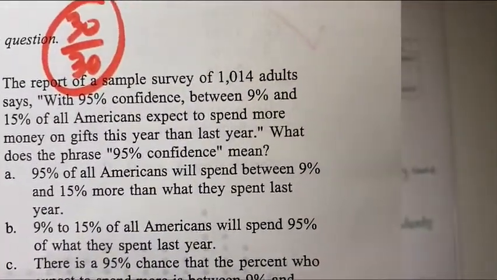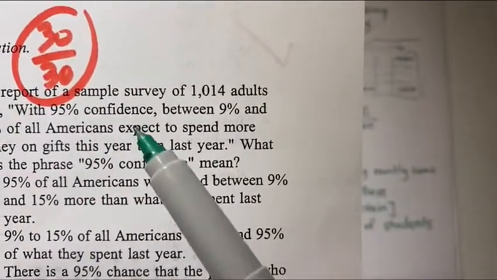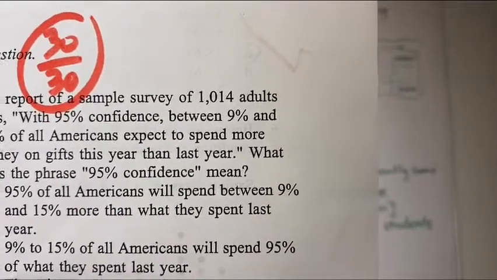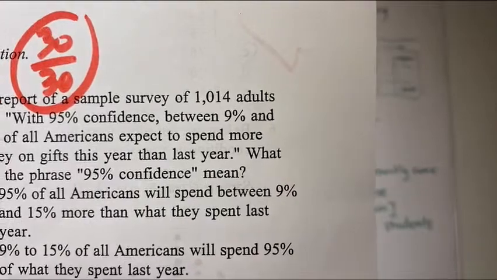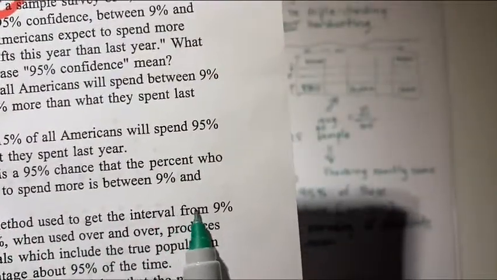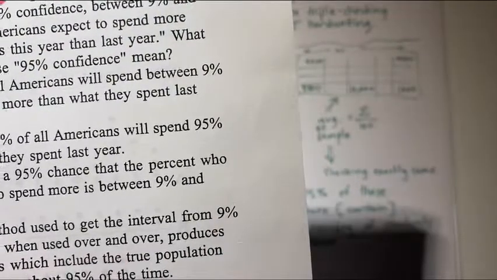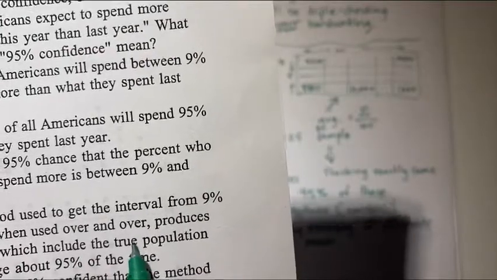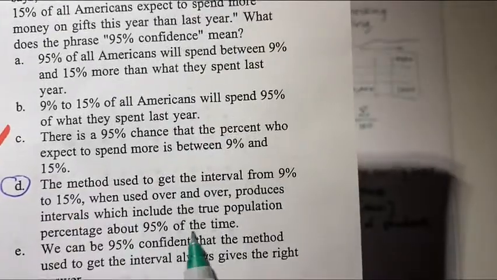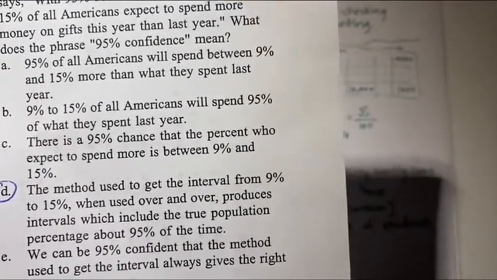The report of a sample survey of 1,014 adults said with 95% confidence between 9% and 15% of all Americans expect to spend more money on gifts this year than last. What does that mean? That means the method used to get the interval, when used over and over, will produce intervals that will capture the true mean about 95% of the time.